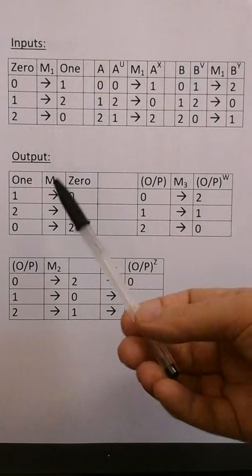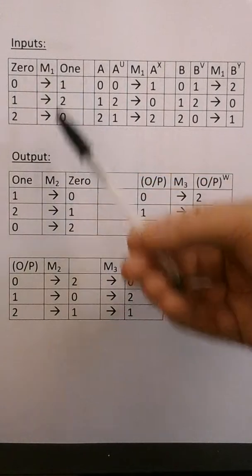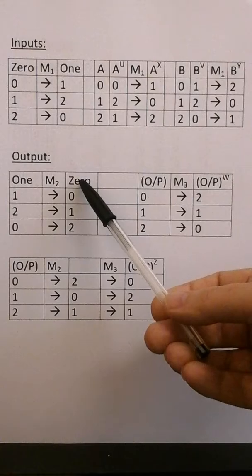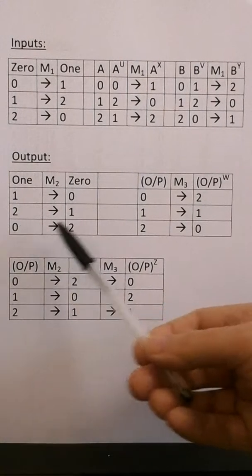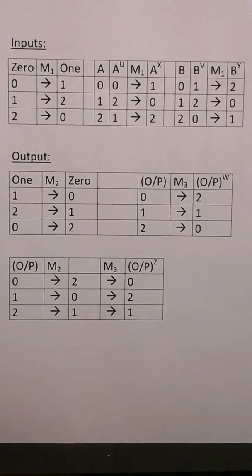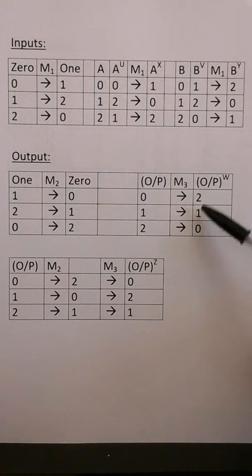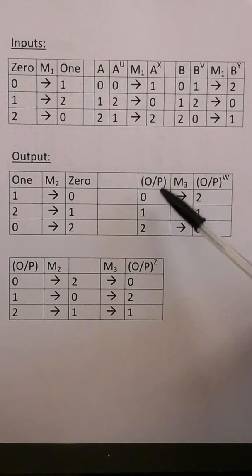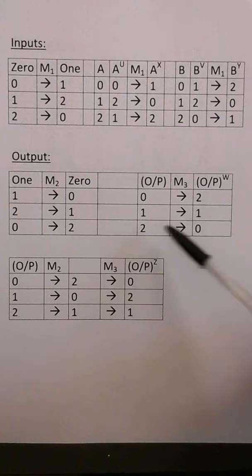For the output, we reverse the mapping. So M2 is the inverse of M1. It's from a 1 function to a 0 function. So a 1 to a 0, a 2 to a 1, and a 0 to a 2. The output W of function F1, the output was minus 2, which is 2, 1, 0. So M3 is a 0 goes to a 2, a 1 goes to a 1, and a 2 goes to a 0.